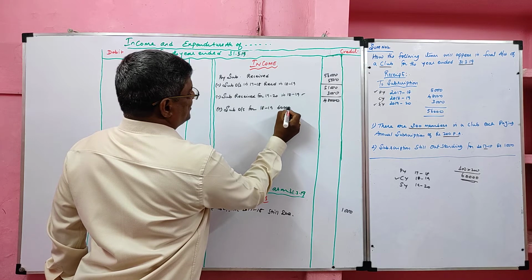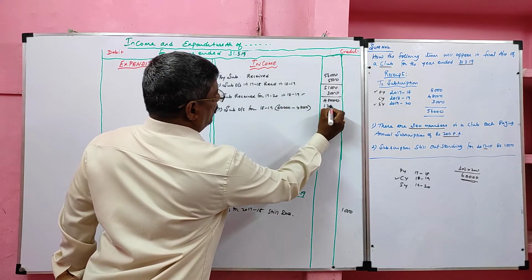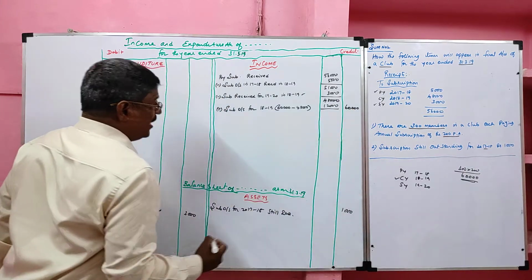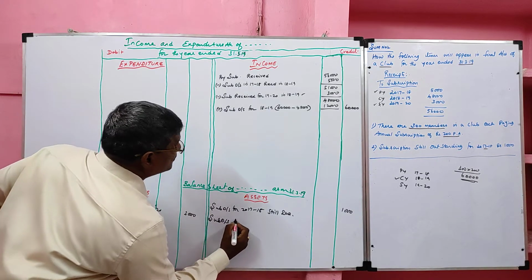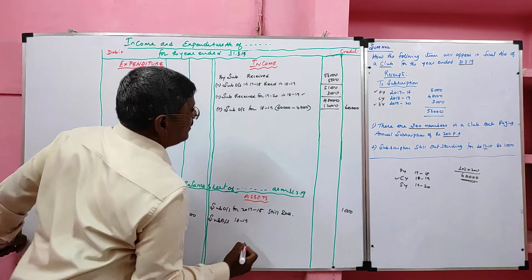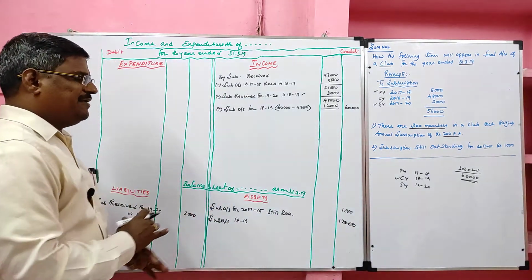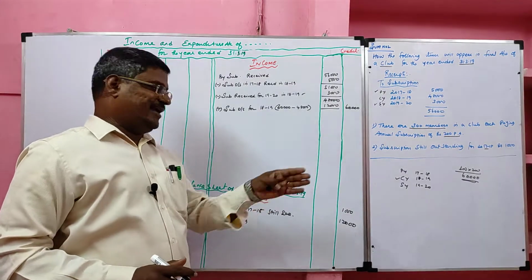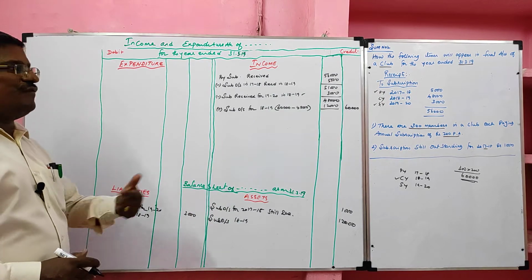Total subscription 60,000. Already we collected 48,000. Not yet collected 12,000. It will go to the asset side. Subscription outstanding for 18-19, value 12,000. Students, in the current year balance sheet asset side, what all will come? Current year outstanding and last year outstanding still due. In liability side, current year subscription received for the next year.